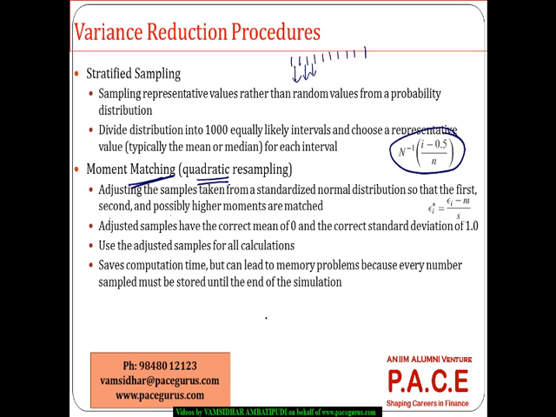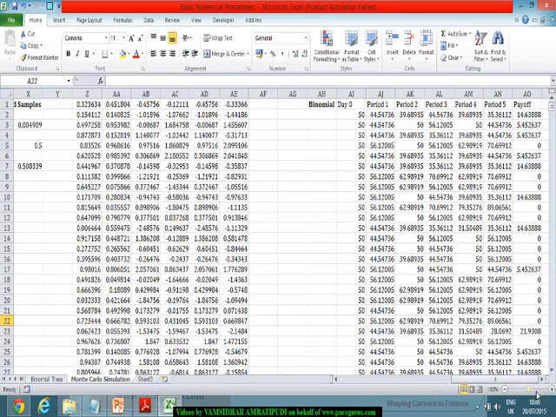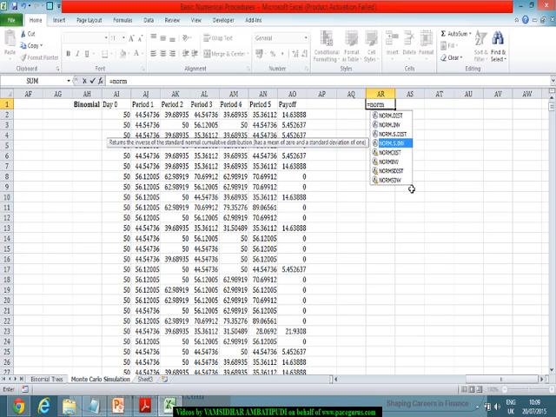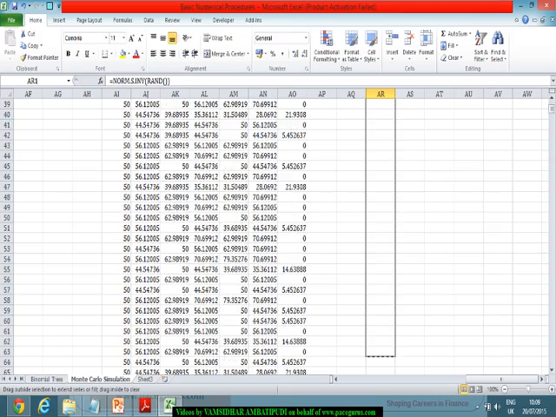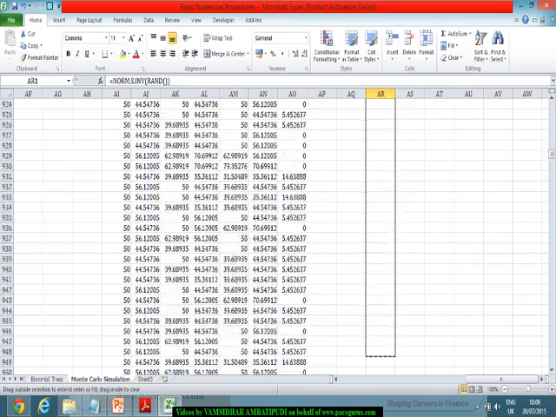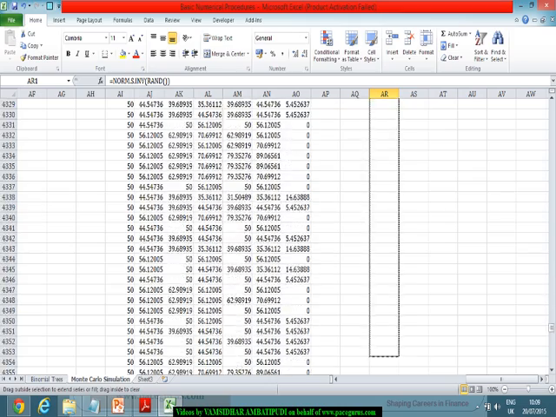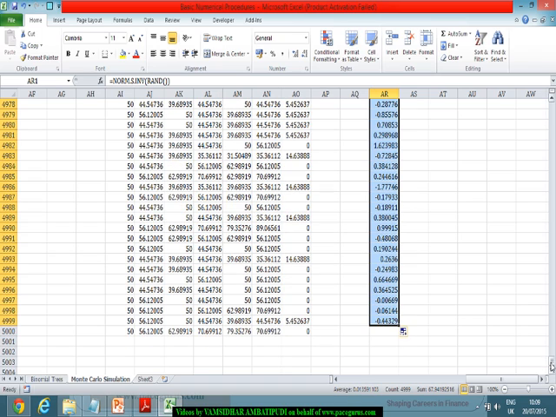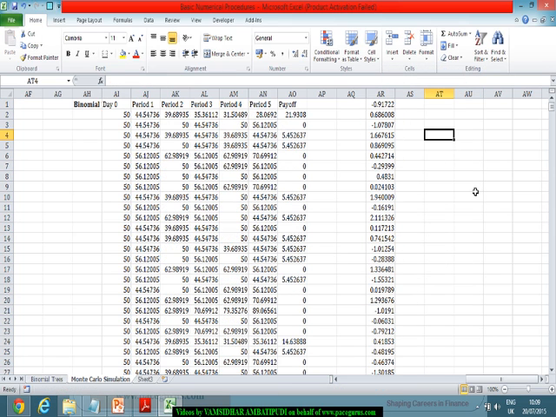Let's say I have taken a random sample generated from a standard normal distribution. I have used this formula to generate a random sample like this. But what is happening is when I generate it like this and I try finding out, okay, let me just copy paste it. I try finding out the mean of this.